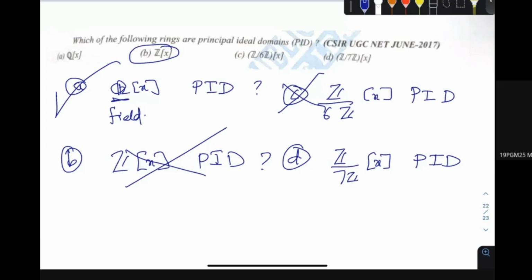Z7 is a field. Today we saw that Zp is a field as long as p is prime. So very easy. You see that in CSIR exams, there are always a few such questions. When you know the statement, you just go through it in 30 seconds to a minute to answer.